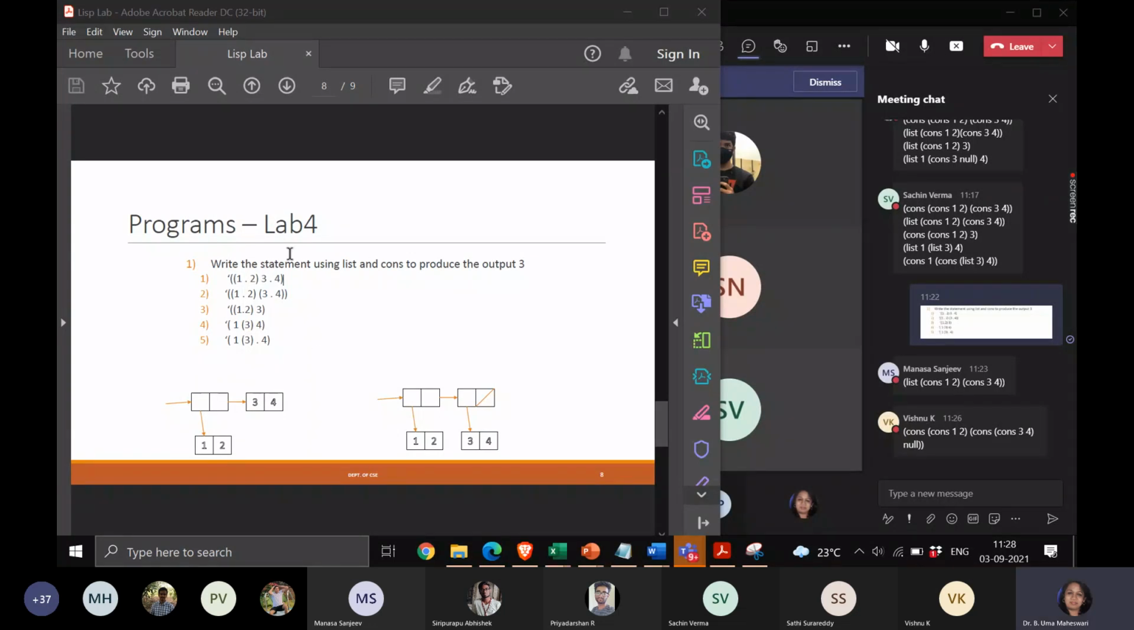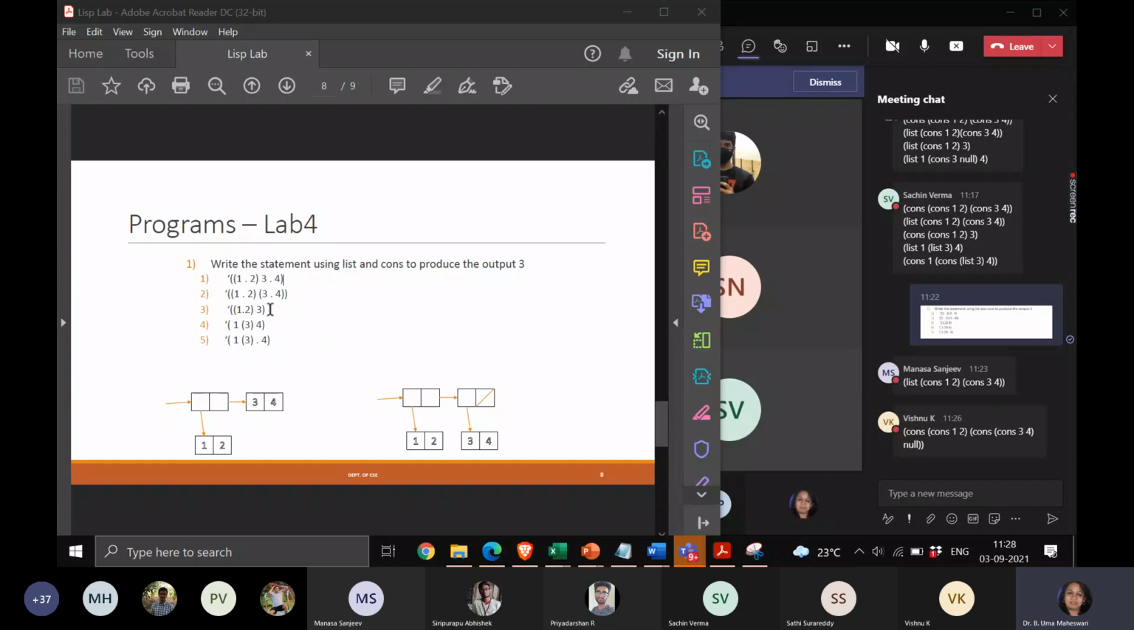Actually, if you just read the question, I have asked you to write the functions to produce this kind of output. That will strengthen your knowledge. And one more question after writing the function for producing this output: write the statement using list and cons to produce the output 3. How will you retrieve the value 3 from these kind of outputs? Okay, that is another question.